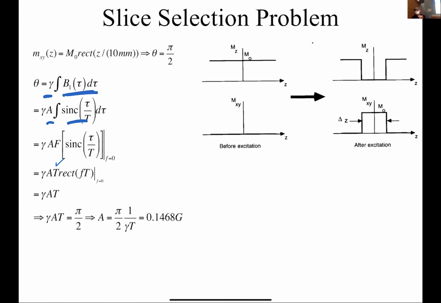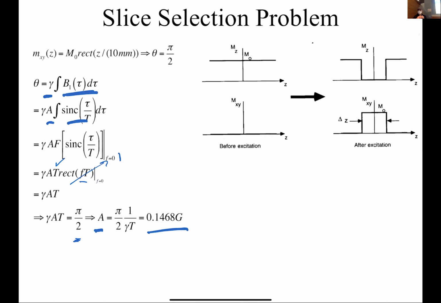Because sinc(t/T) goes to T times rect(fT), and therefore at 0, this thing is equal to 1, right? The rect function is equal to 1 at the origin. So I just end up with gamma times AT equals pi over 2. And so therefore I can solve and say, well, then A is just equal to 1 over 2 gamma T, which equals 0.1468 Gauss. Right. So what does this tell us?